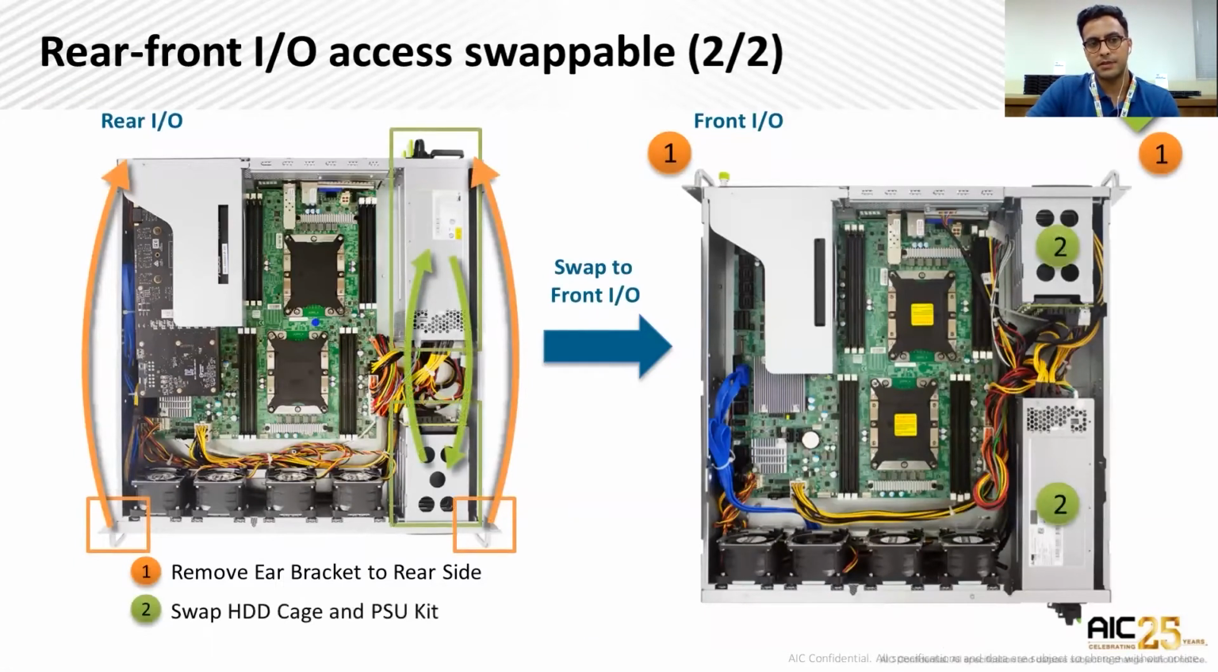There are only 3 parts to be switched. The rear I/O access chassis could be turned into a front I/O access chassis. So first, remove air bracket to rear side. Second, swap the hard disk drives cage and PSU kit. Third is rotate fans to opposite side.